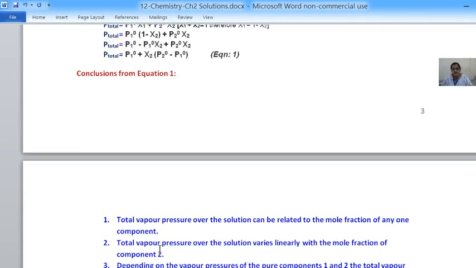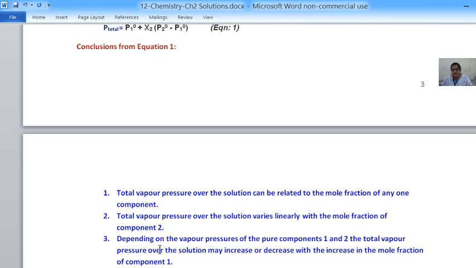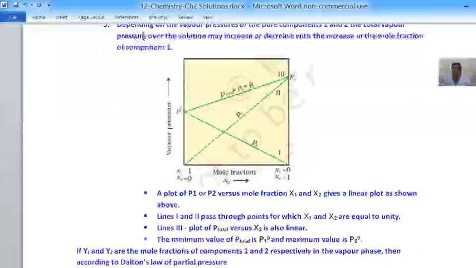Now the third conclusion: depending on the vapor pressures of the pure components 1 and 2, the total vapor pressure over the solution phase may increase or decrease with the increase in the mole fraction of component 1. That is, depending on the value of the vapor pressure of the pure components, meaning P20 and P10, the total vapor pressure can either increase or decrease with the increase in the mole fraction of any one of the components. Okay, so these are the 3 important conclusions we are arriving at.